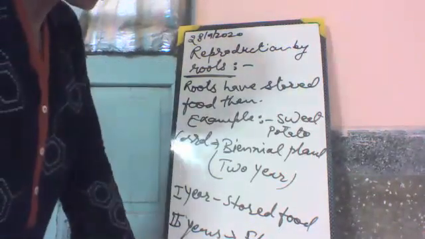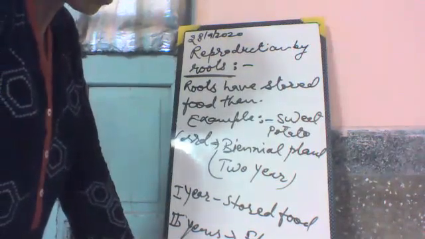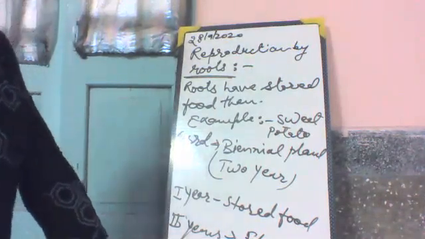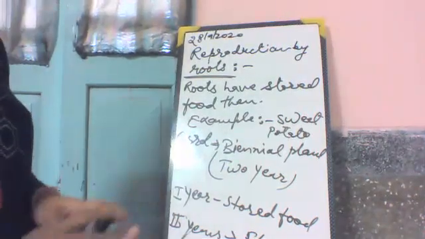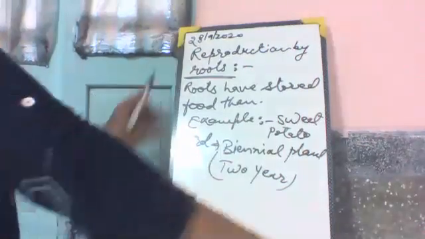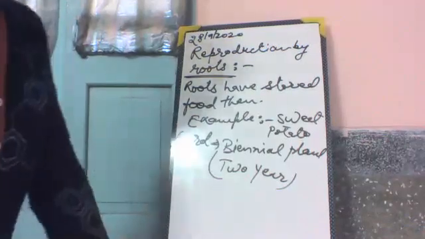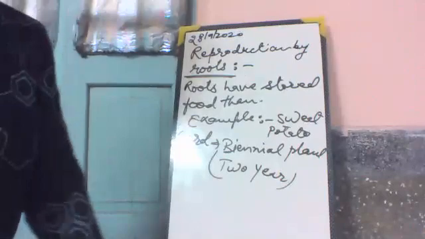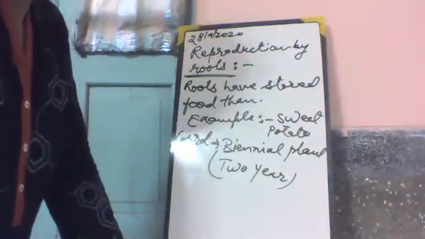Buds produced at the base of the old stem just above the taproot are meant for vegetative propagation. At the base of the stem, buds are produced, and these buds help the plant to regrow for vegetative propagation. This is the process of reproduction by roots.